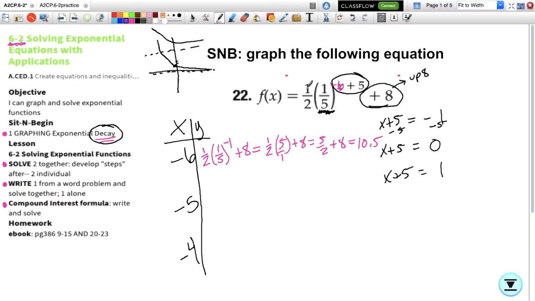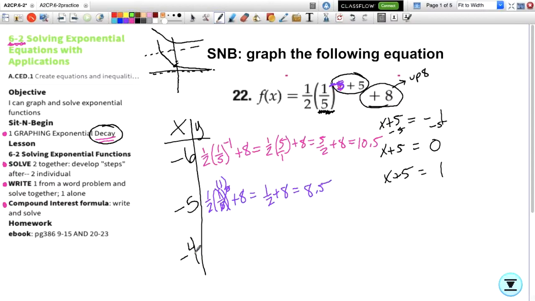My next point is where I plug in a negative 5 up here. So negative 5 plus 5 is 0. So I currently have 1/2 times 1/5 raised to the 0 power plus 8. I hope you're like, Mrs. White, we don't really have to write 1/5 to the 0, because anything to the 0 power is the same thing as 1. And 1/2 times 1 is just 1/2. And then our plus 8 gives us 8.5. So I'll go to the left 5 and then up 8.5.